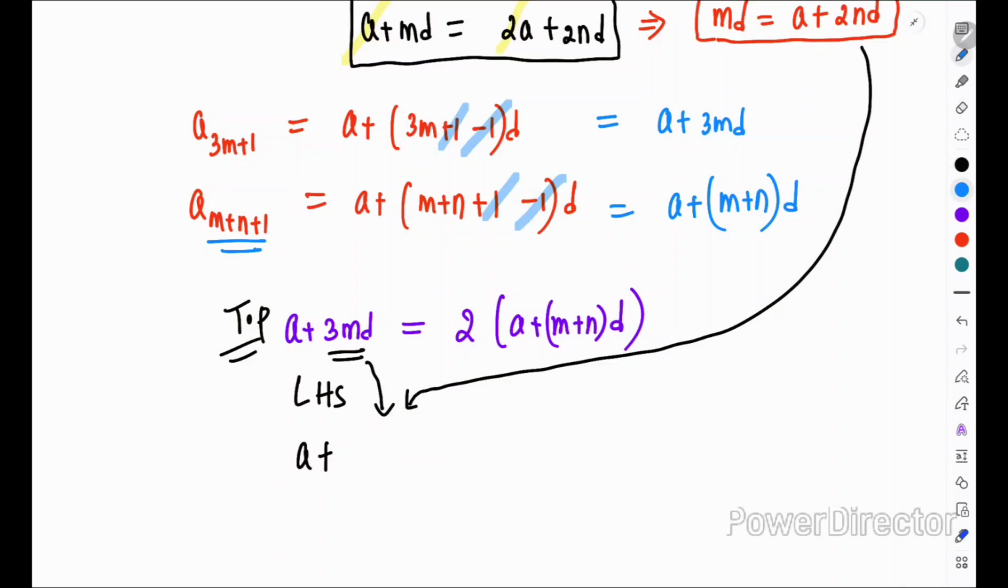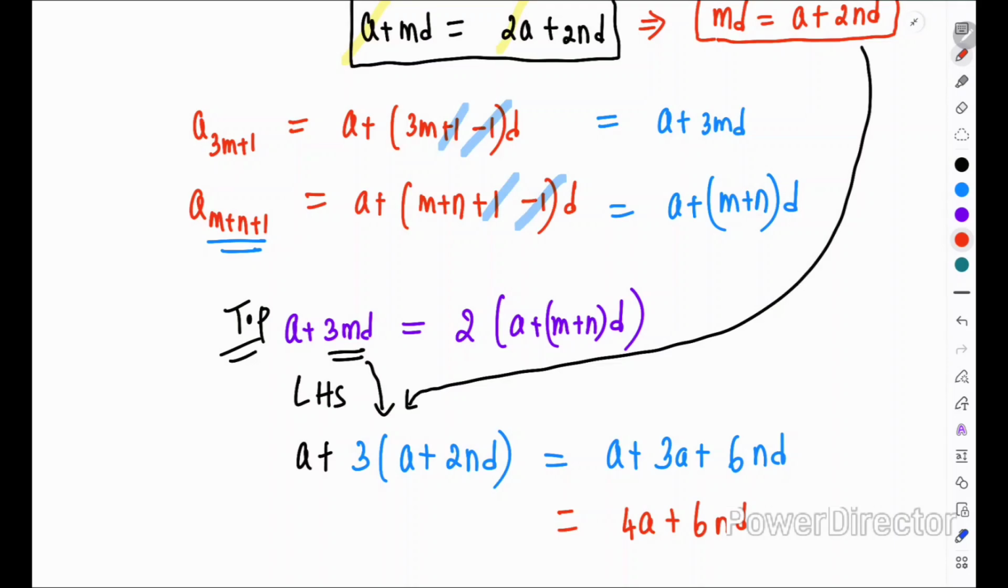A plus 2nd, right? So 3 into a plus 2nd. So what do I get? A plus 3a plus 6nd, right? So I'll be getting this. So I will get 4 times a plus 6 times nd. Is that equal to RHS? No, it's not equal to RHS.